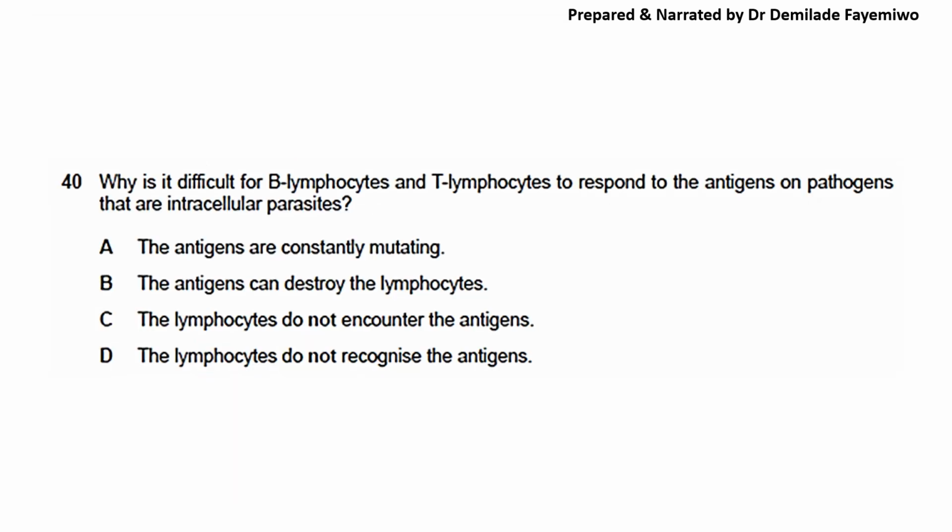The last question, and I've deliberately made this big to signify that we've made it to the end. Why is it difficult for B lymphocytes and T lymphocytes to respond to the antigens on pathogens that are intracellular parasites? And I'm guessing they're asking this because of COVID maybe.